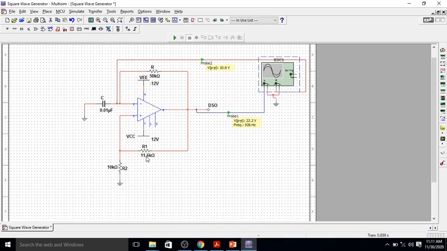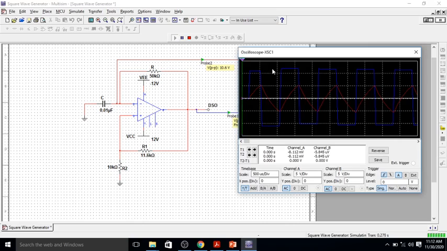R1 is 11.6 kilo ohm, R2 is equal to 10 kilo ohm, R is 50 kilo ohm, and capacitor value is 0.01 microfarad. We have connected the measurement probe at the input across the capacitor as well as the output. I will simulate and will get the charging and discharging of capacitor is between 10.6 volt, whereas the output voltage plus minus V saturation is equal to 22.2 volt and output frequency is equal to 926 Hz.